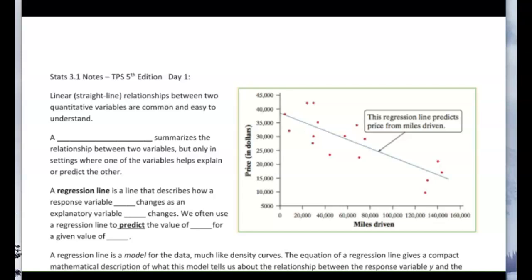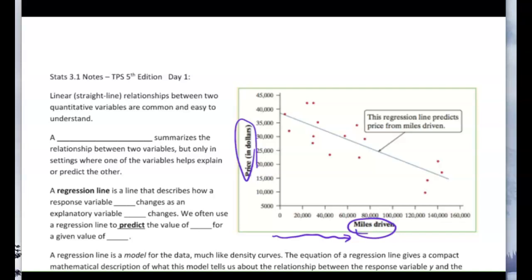the scatter plots. So we're going to start out with this one that talks about the miles driven on a car against its price. So what do we notice here? We notice that it looks like these dots are going downhill. So we would explain that as miles driven increase, the price seems to go down, right? As X increases, Y seems to go down. All right, so let's start filling this in.